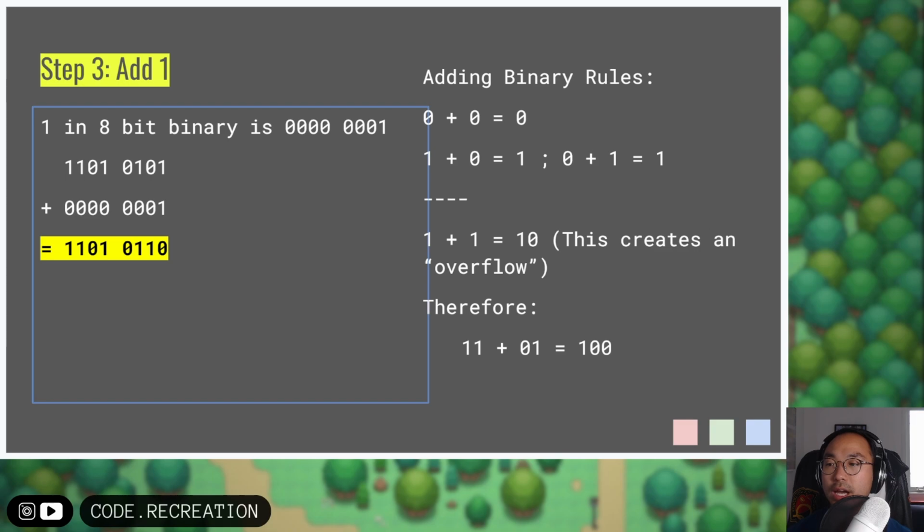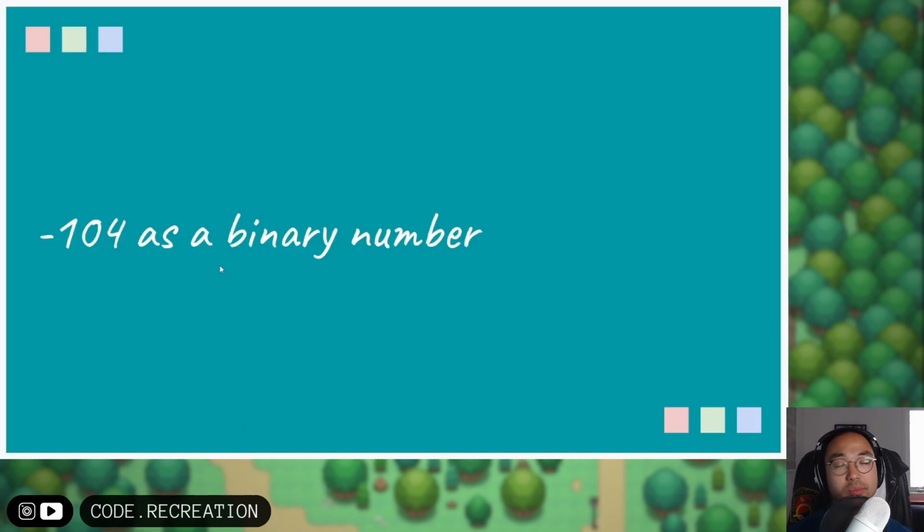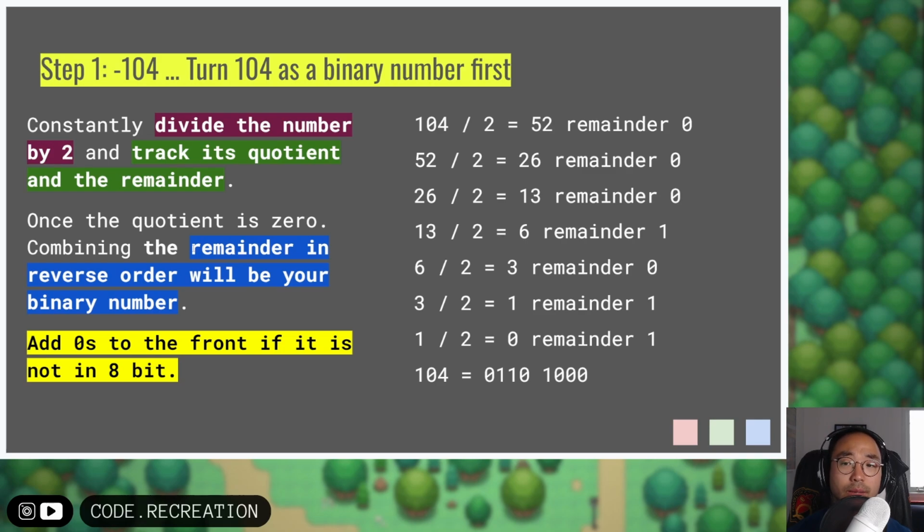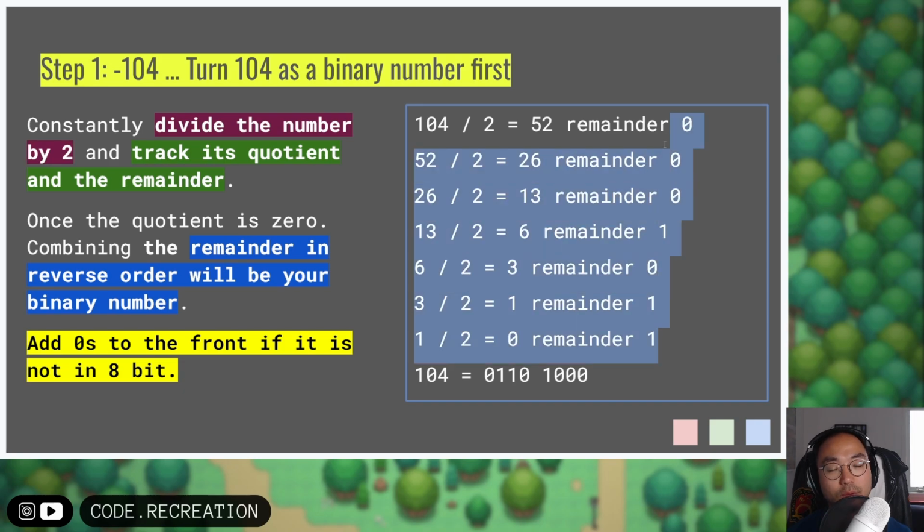So along that line, let's try another number, a bigger or more negative number, negative 104. We're going to do the same thing, continuously divide by 2, so that we can generate the positive equivalent value, or the binary number of positive 104. So we start with 104, we're going to divide by 2, we get 52, remainder 0, and we continue on until we hit that 0. So we go 52, 26, 13, 6, 3, 1, and then we have a remainder of 1. So therefore, we go backwards, and we want to have 8 bits.